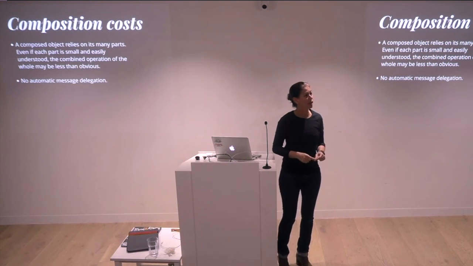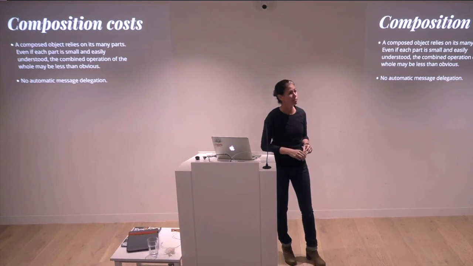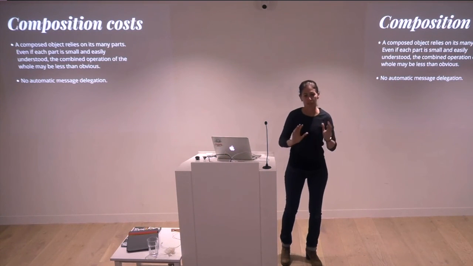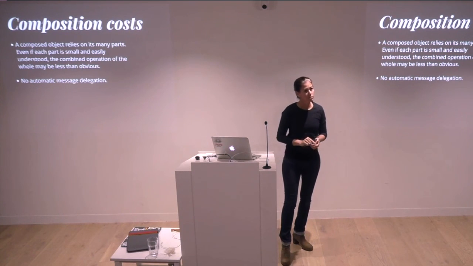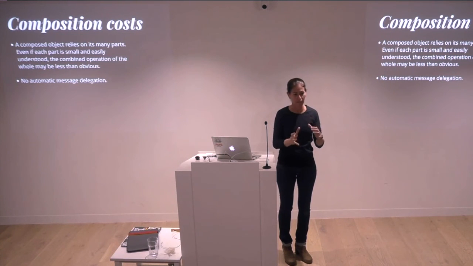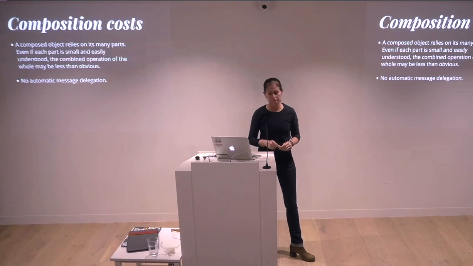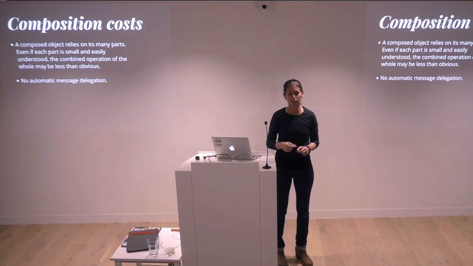A composed object relies on its many parts. Even if each part is small and easily understood, the combined operations of the whole may be less than obvious. So you might understand exactly what's in front of you, but seeing the whole system might be a bit more difficult, which is not necessarily a bad thing because you know that whatever change you make only happens in that place and you're not affecting places that you're unaware of. So it could be good and bad. But the cost of composition is you don't have automatic message delegation. You have to be explicit with the message calls that you're making to other objects.